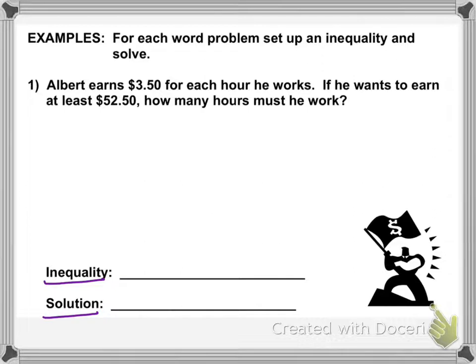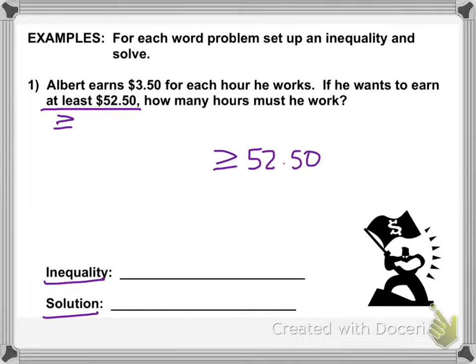Okay, so let's see what this one says. Albert earns $3.50 for each hour he works. If he wants to earn at least $52.50, how many hours must he work? Remember, at least is a greater than or equal to symbol. So we know in our inequality we're going to have greater than or equal to 52.50. So what is greater than or equal to 52.50? The amount that he earns.